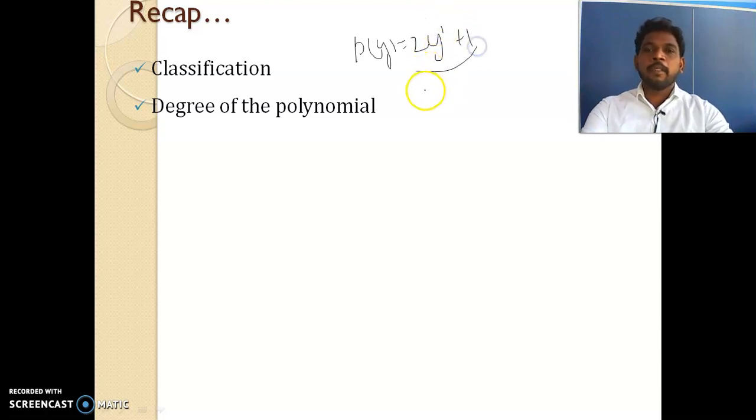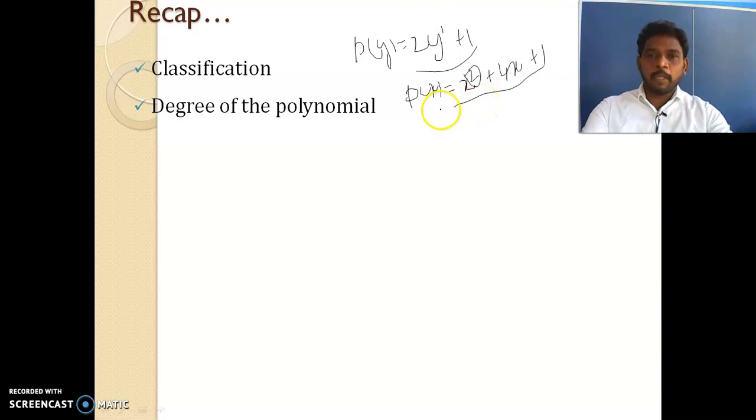Therefore, it is called a linear polynomial, right? And suppose p of x equals x square plus 4x plus 1. Now, here, what is the highest power of the variable? The highest power of the variable is 2. That is, the degree of the polynomial is 2. Therefore, according to the degree, it is called a quadratic polynomial.